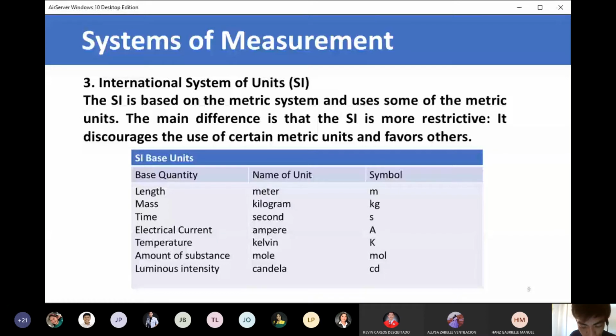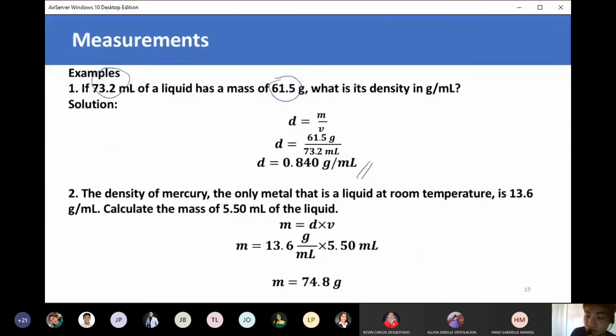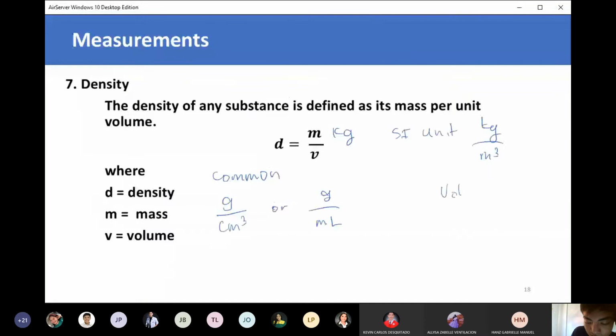But what we know is that volume is just defined as the length cubed, di ba? Naka-cube lang yung length. And what is the SI unit for length? That's meters. So you just cube the meters, then you get cubic meters now. Okay, but the downside of using this unit is that it is very big in terms of numbers.